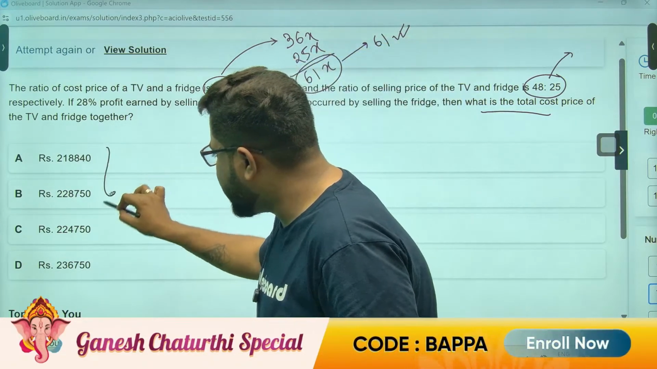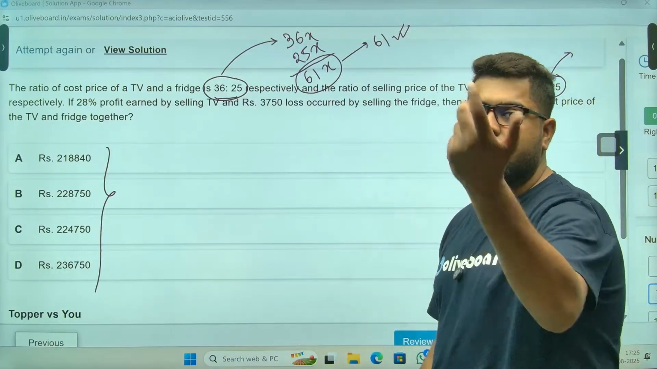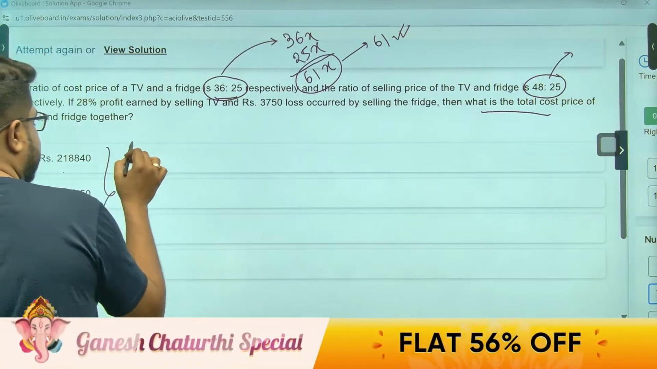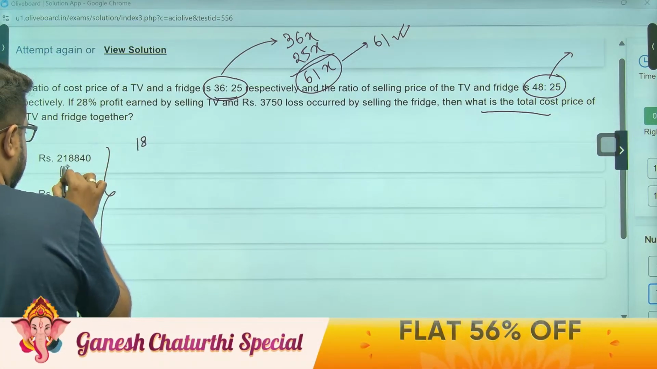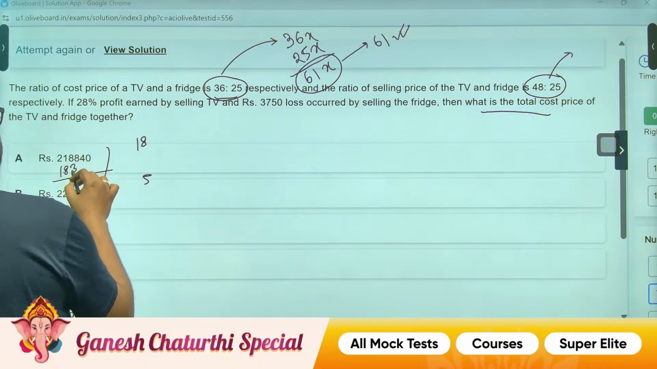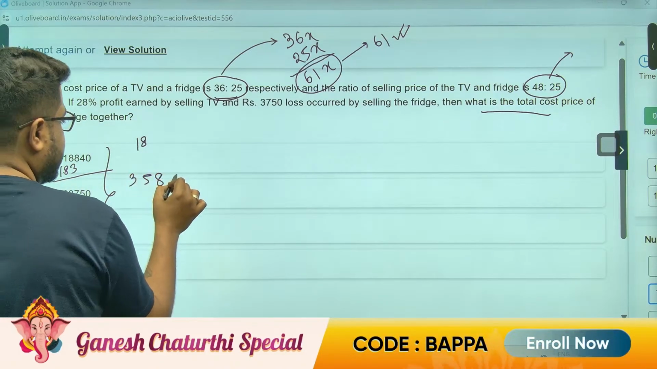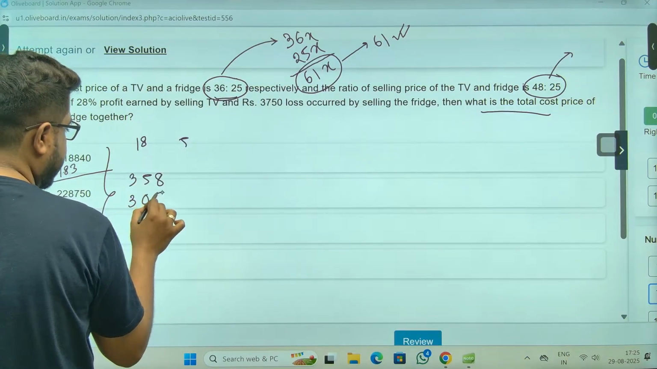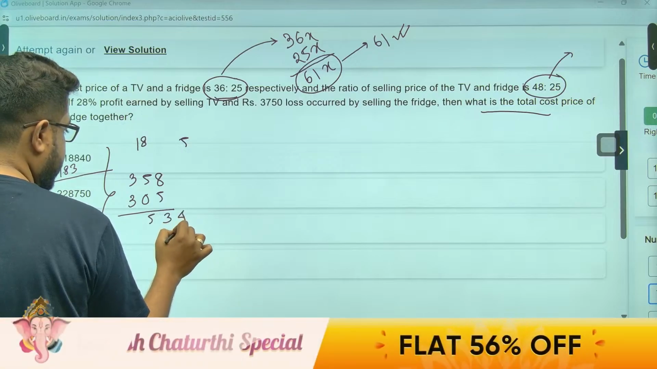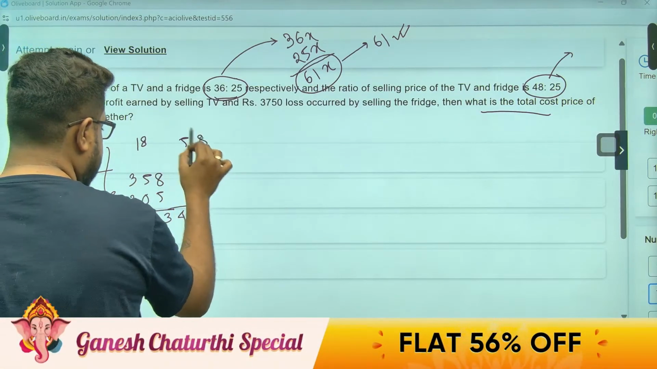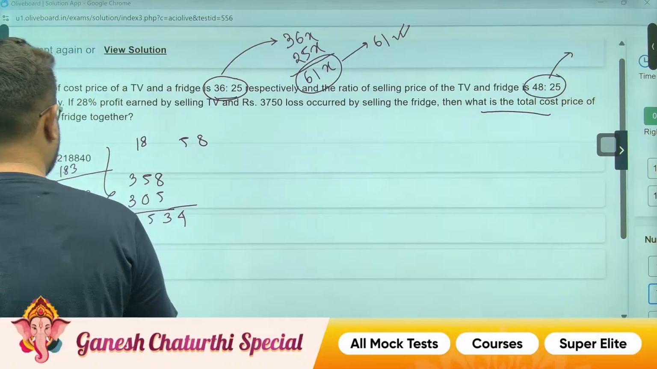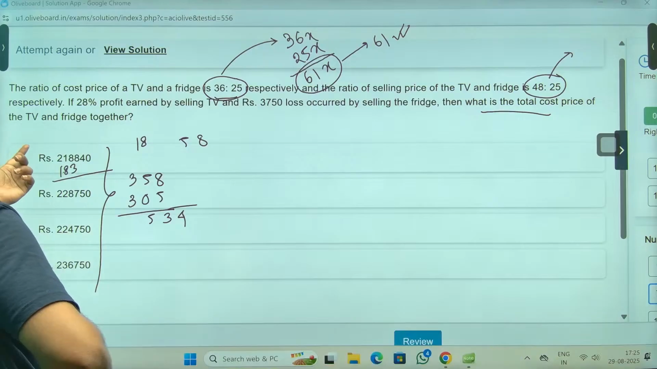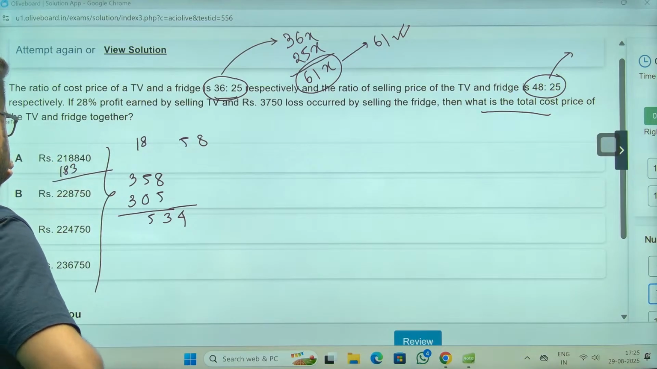Check the options. Which one is a multiple of 61 from here? That's your answer. 61 is a prime number. So 61 threes are 183. 5 here and 3 here. 8. Sir, fives are 305. Right? Sir, eights are, one second. Did I do it wrong? 183.